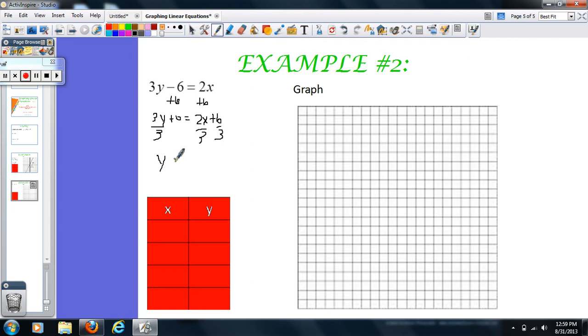And now I get y equals, and again, this is going to be the multiplicative inverse. So it tells me 3 divided by 3 is going to be 1. And now I've got 2/3 x plus, and 6 divided by 3 is going to be 2.